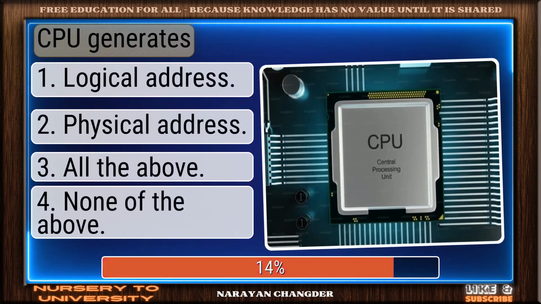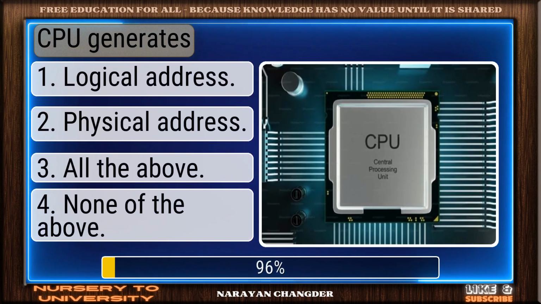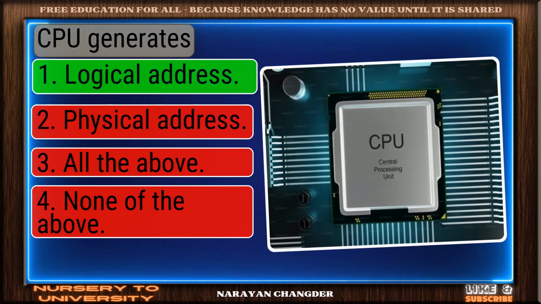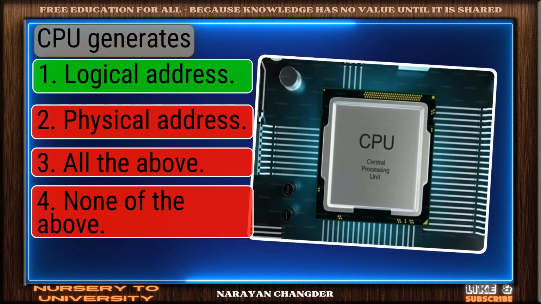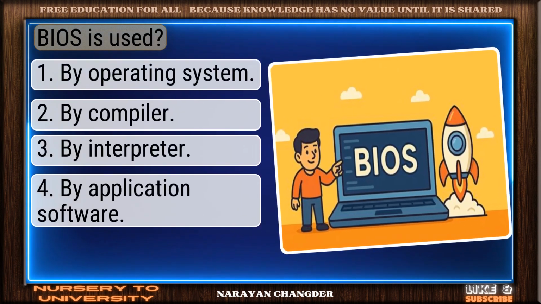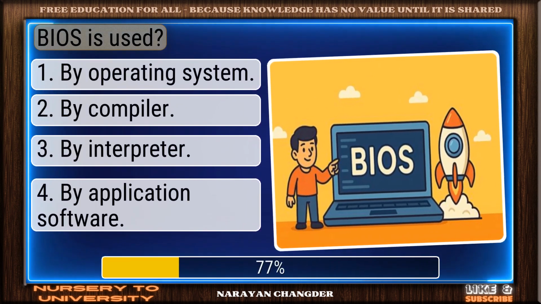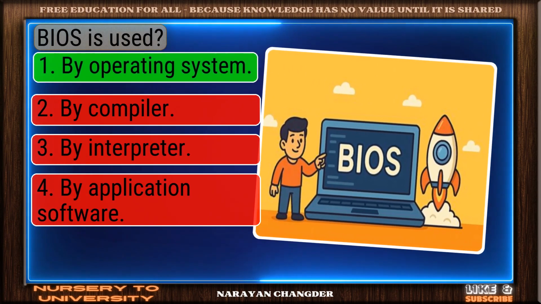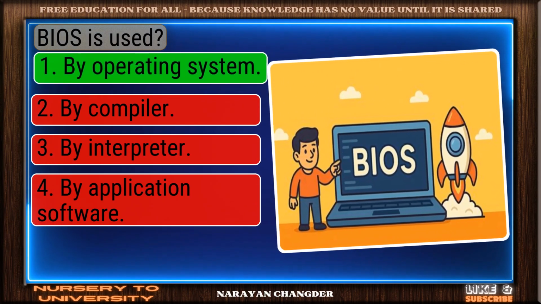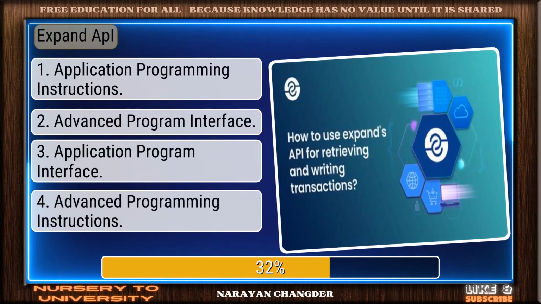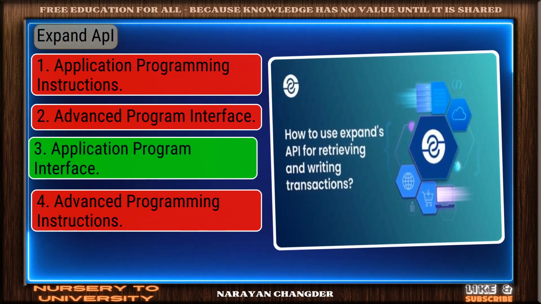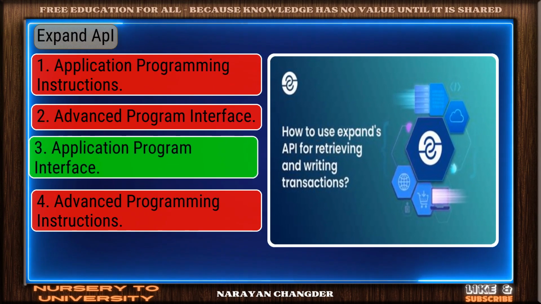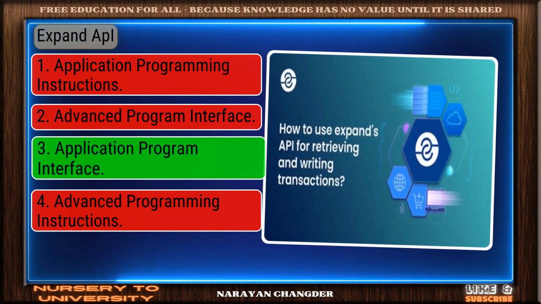CPU generates... Great thinking. Logical address is the right choice. BIOS is used... You got it. Your choice, by operating system, is right. Expand API. You chose application program interface, and it is correct.